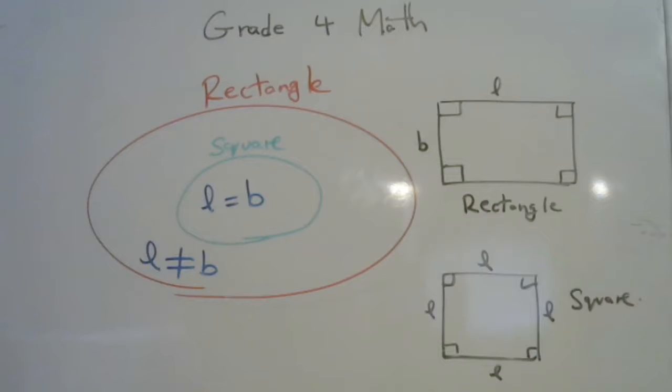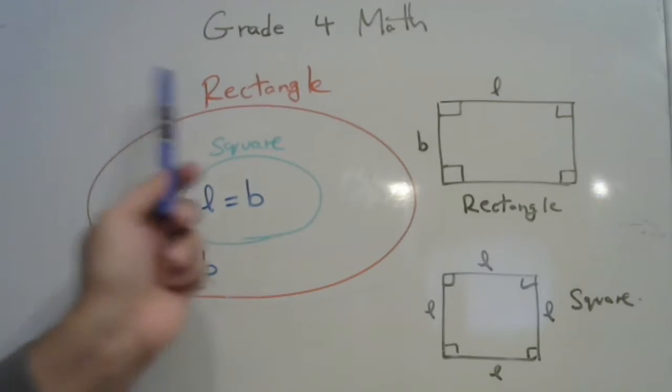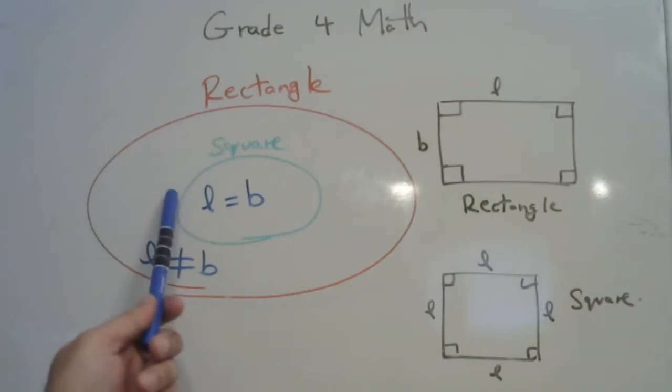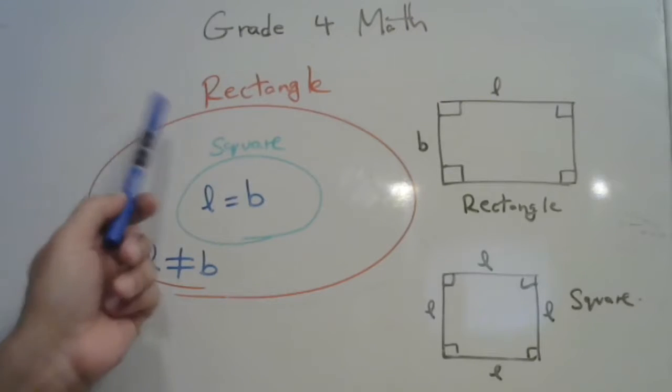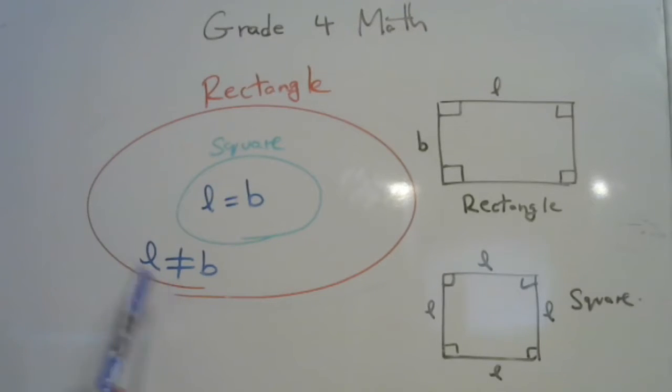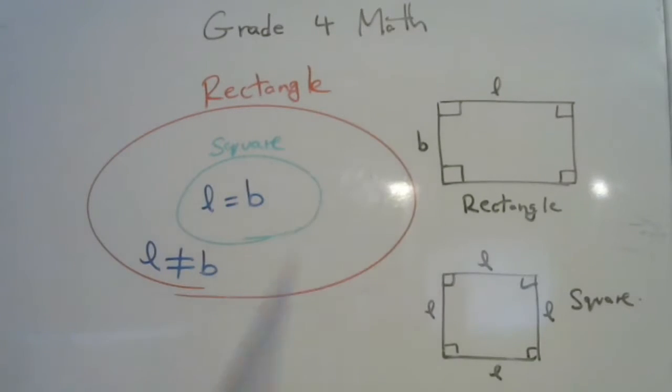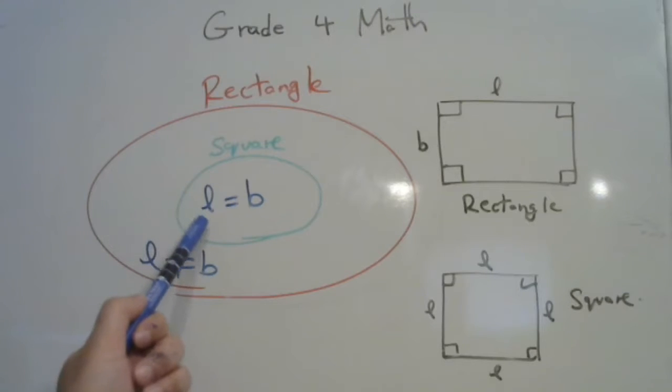So you can see here a Venn diagram and you have rectangle and you see a square is contained within a rectangle. So a square is a rectangle, but the rectangle is not necessarily a square. What differentiates them is that in a square you have four sides and four right angles. In a rectangle you have four sides and four right angles. But the difference is this square is a special form of a rectangle where all the sides are equal.